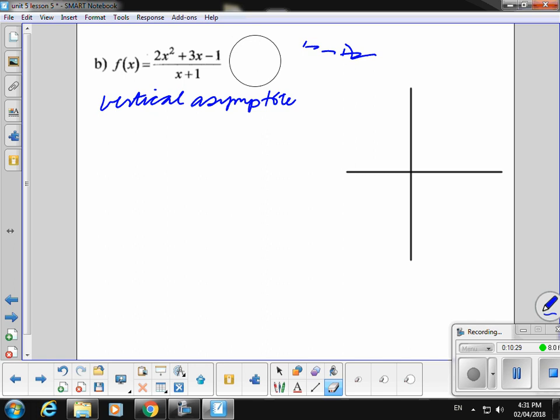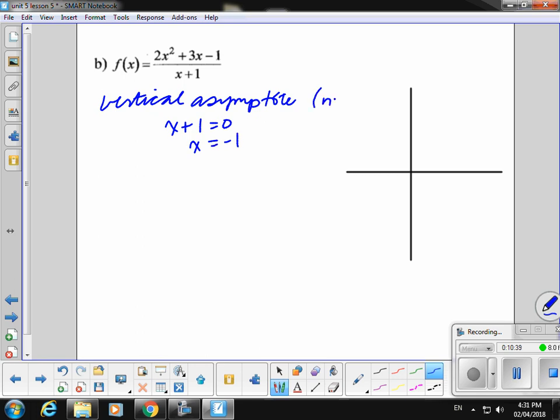That is not a hole. That is an asymptote, where x plus 1 is 0, x equals negative 1. There is a vertical asymptote where x equals negative 1. We're not sure what's going on to the left or to the right, but we've made a list. Now we're going to look at horizontal asymptotes.